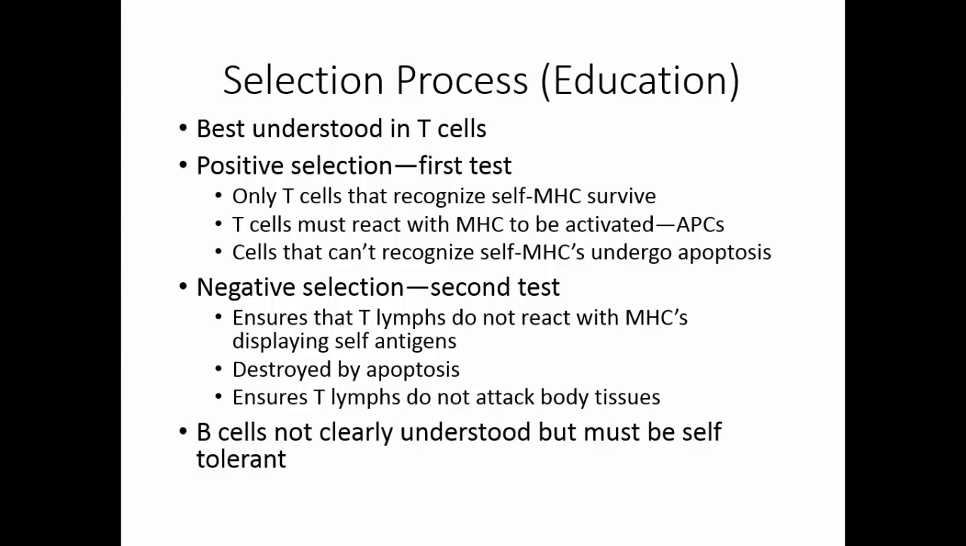We don't know the B cell education system nearly as well, but we do know that B cells have to learn to be self-tolerant, as well as recognize foreign antigens. Neither process is perfect, so every once in a while there's a little slip up and a T cell gets through that recognizes self-antigens, or we make some cells that don't recognize foreign antigens.